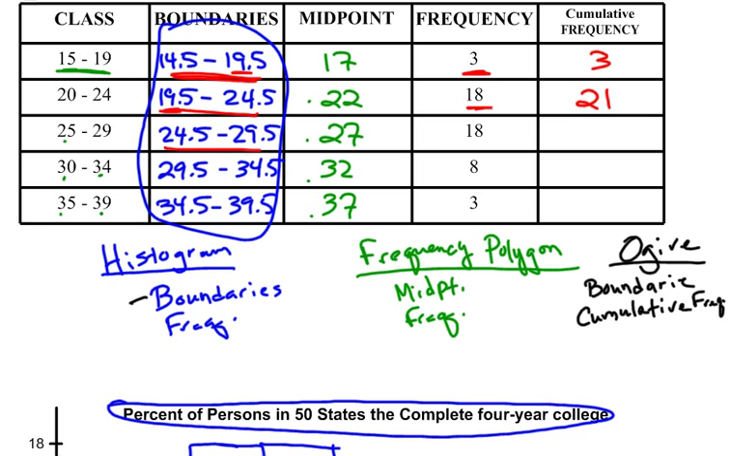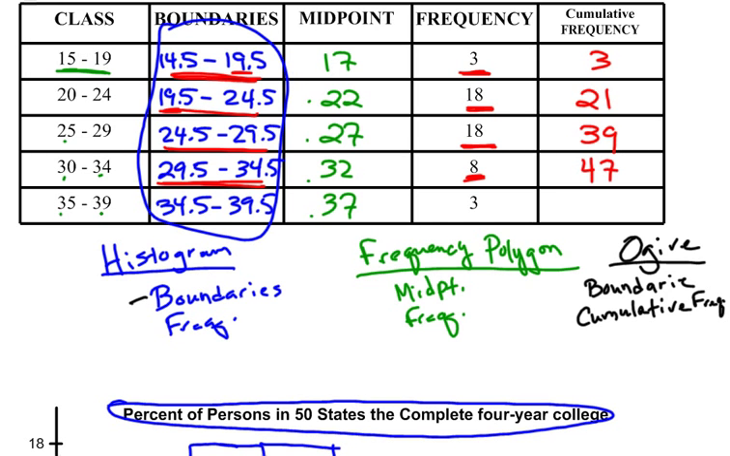By the time I get through the entire third class, I would be at 29.5, and I would have encountered an additional 18 values. So that's going to put me at a total of 18 plus 18 plus 3, giving me 39 as my cumulative frequency by the end of the third class. By the end of the fourth class, we've reached the boundary of 34.5, and we have a cumulative frequency which includes another 8 items. So that would be 47 as the cumulative frequency.